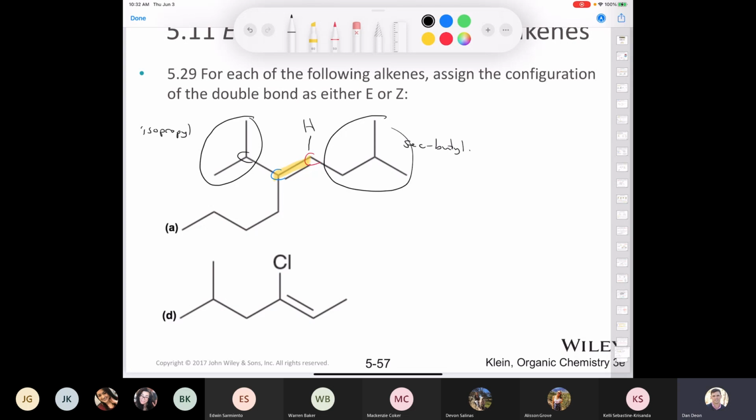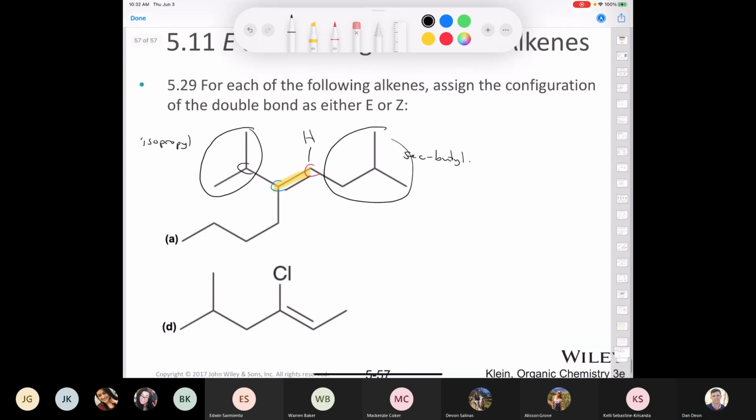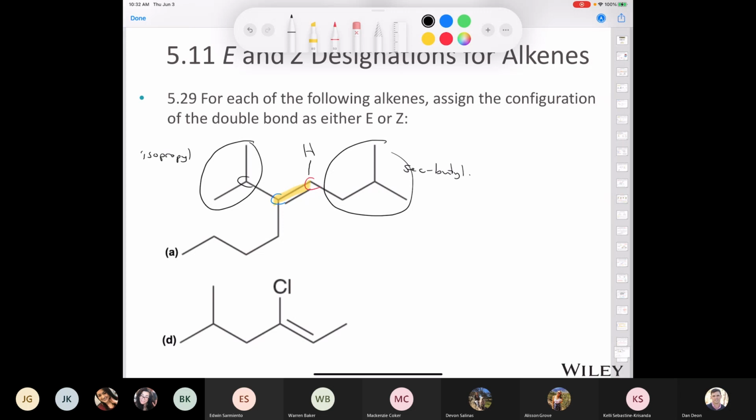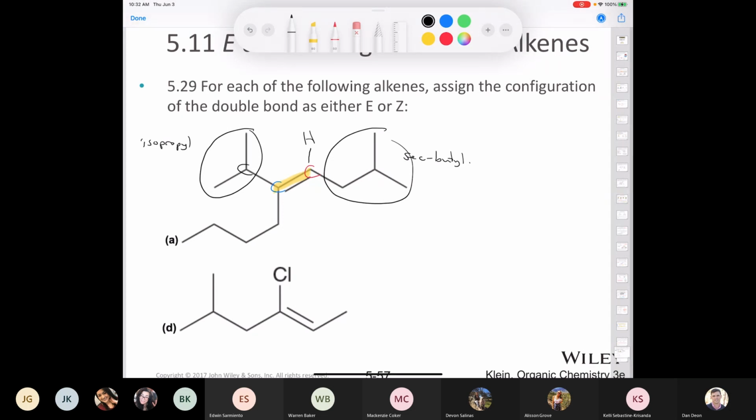Could anybody tell me, would these be E for opposite, or entgegen, or would they be Z, zusammen, for together? Since they're on opposite sides of the double bond, it would be E. So the designation here would be E. They are on opposite sides of the double bond.